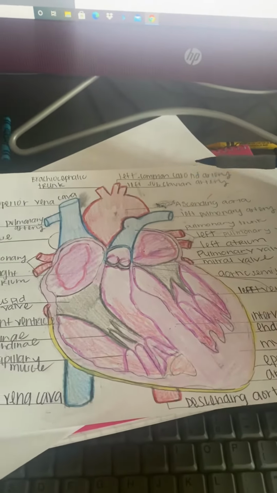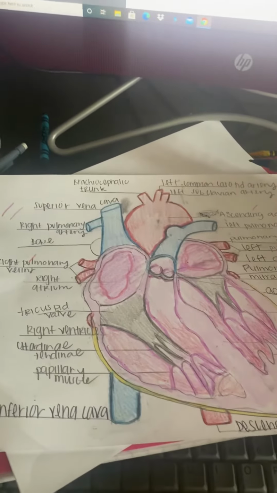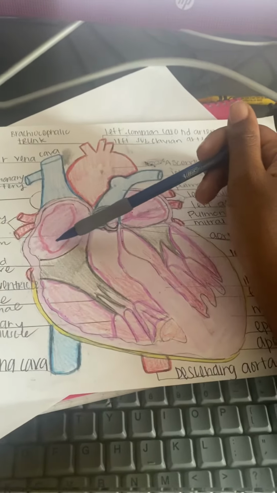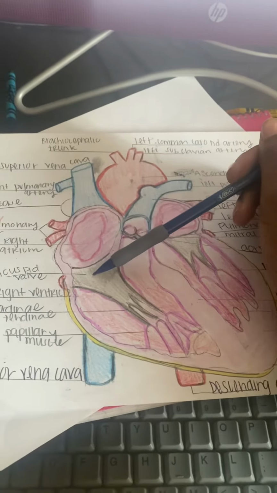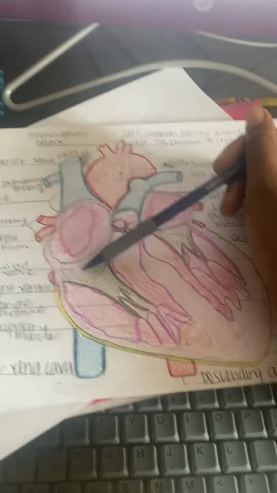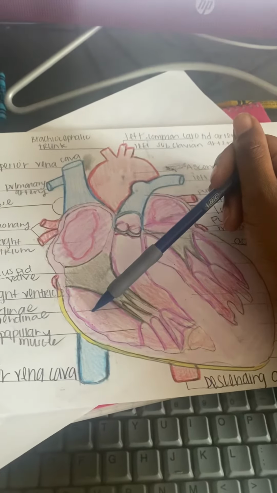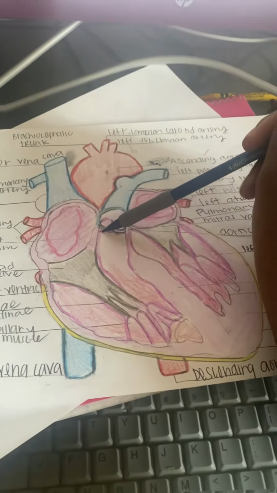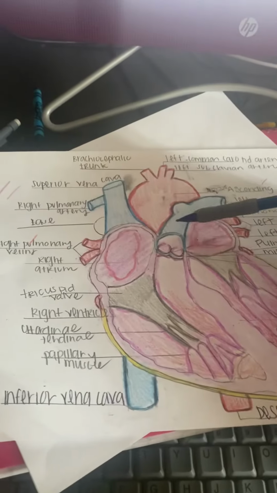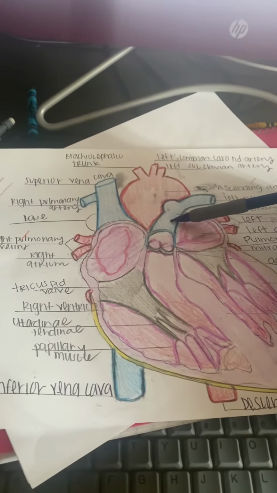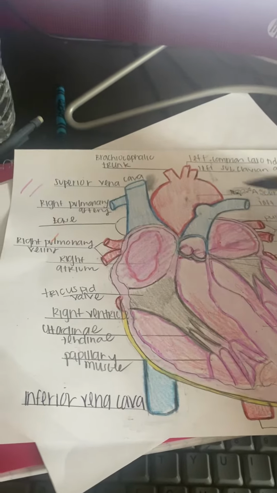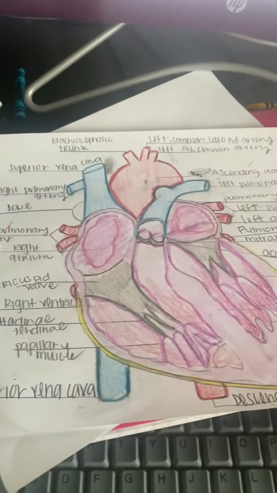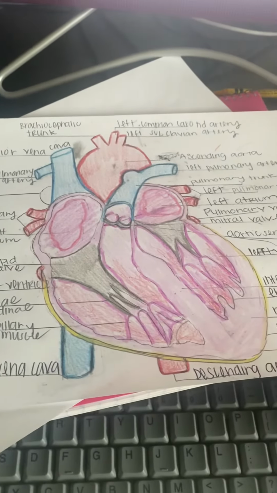And then the oxygen poor blood returns to the heart through the superior and inferior vena cava to the right atrium. So after the right atrium, it goes through the tricuspid valve to the right ventricle. After the right ventricle, it goes through the pulmonary semilunar valve to the pulmonary trunk. And from the pulmonary trunk, it goes through the left and right pulmonary arteries to go to the lungs to be oxygenated. I hope that makes sense.